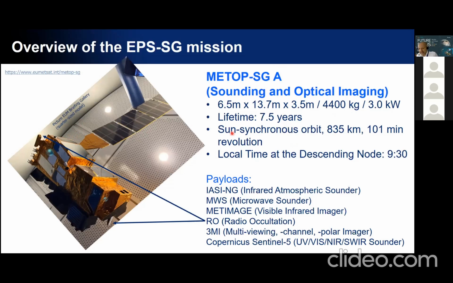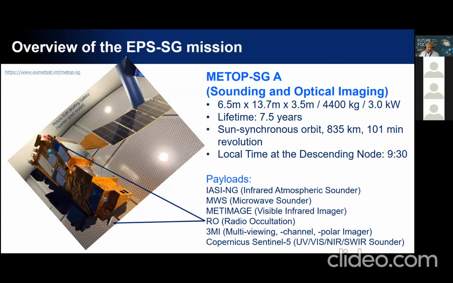It will fly on a sun-synchronous orbit at 835 kilometers with a revolution time of 101 minutes. The local time at the descending node, when the subsatellite point is crossing the equator, is 9:30 in the morning. So the payloads of these satellites are listed here. We have an infrared atmospheric sounder, the IASI-NG. We have the MWS, which is a microwave sounder.